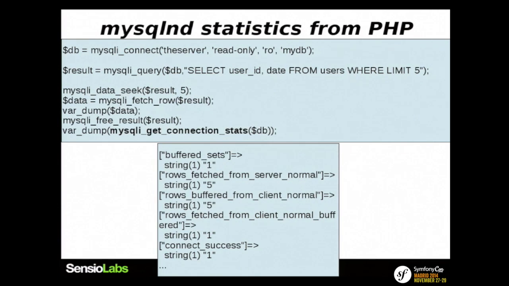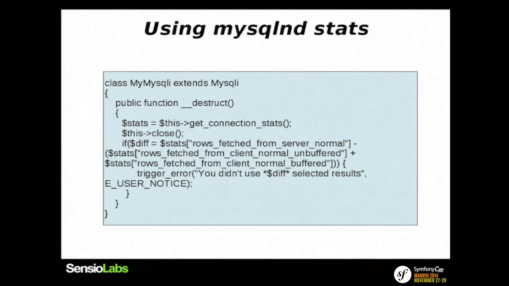For example, using the MySQLi get connection stats, which is a MySQLi extension function only available if MySQLi uses MySQL ND on the low level. You have a lot of information, and you can start using things like a destructor for MySQLi that just tells you, oh yes, you queried for 5 results, but you only fetched 2 of them, so you're leaking 3 results. Why did you select them? It's easy to do on the PHP side. It all happens on the PHP side, not on the MySQL server side. We don't care about it.